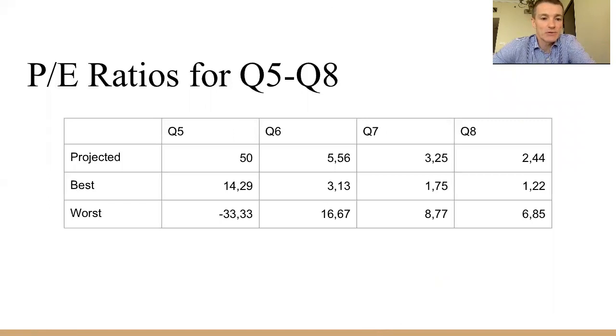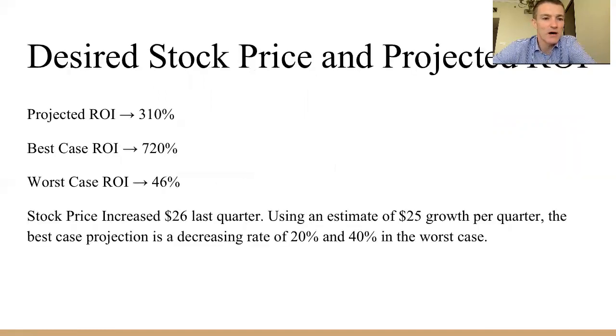PE ratios. I'm not really sure here. 55,56, is that a comma? Should that be a full stop? Is that 5.56? I'm not quite sure what you're using there. It's a little bit confusing, to be honest, what those PE ratios are.